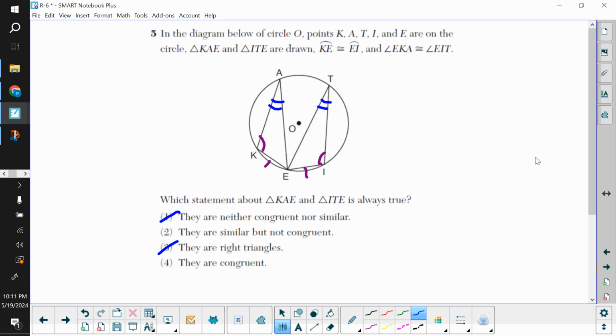Now something that we saw very briefly in this unit is that if you have congruent arcs, the chords that connect them must also be congruent as well. So we have arc KE and arc EI marked congruent. We can also get chord or segment KE and segment EI to be congruent. Well, now we have angle, angle, side congruent to angle, angle, side. So that means that we can get these triangles to be congruent.